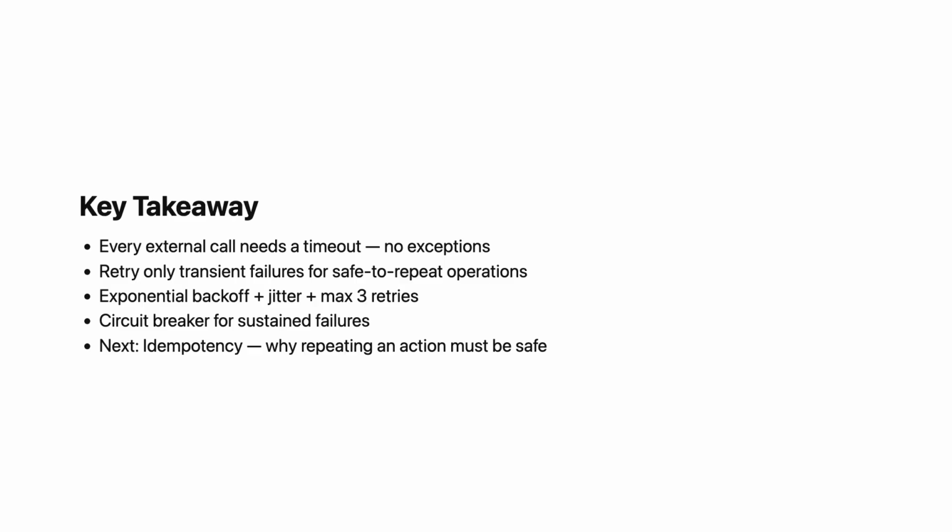These patterns, timeouts, retries, backoff, jitter, circuit breakers, are the building blocks of resilient software. They are not glamorous, but they are the difference between an app that works on real networks and an app that only works on perfect Wi-Fi. Next, we are tackling idempotency. Why repeating an action must be safe and how to make it so.